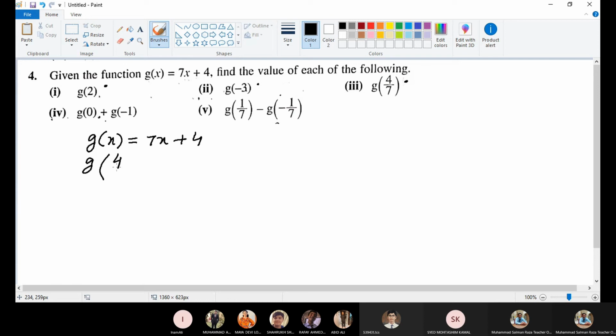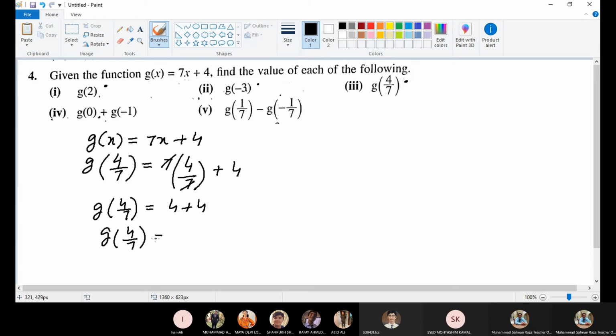g of x will be replaced by 4 upon 7. So over here, x will be replaced by 4 upon 7 and then plus 4. So 7 and 7 will be cancelled. So g of 4 upon 7 is going to be 4 plus 4, which means g of 4 upon 7 is equal to 8. This is how we solved it, and we solved the third part of the question.